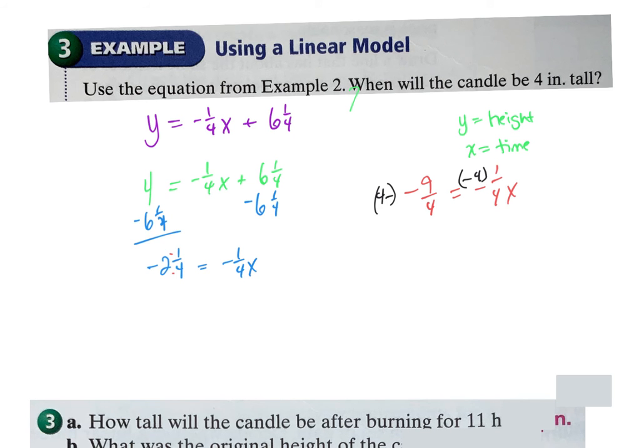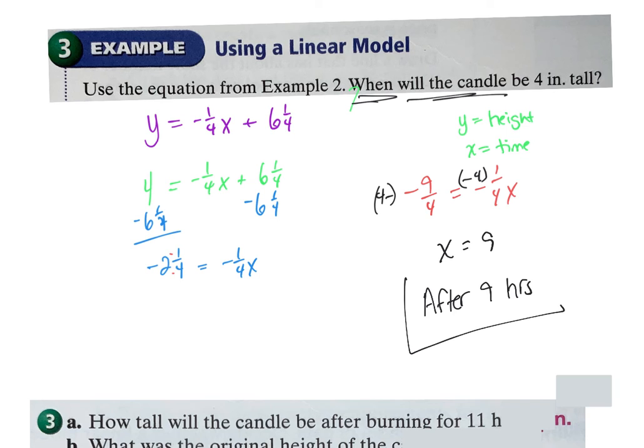So x equals 9. What does that tell me? What did that just tell me? Your height? Or how long will it take? When will the candle... after how many hours? 9. After 9 hours. All right, so I feel like a little bit of this is struggling with knowing what we're being asked.